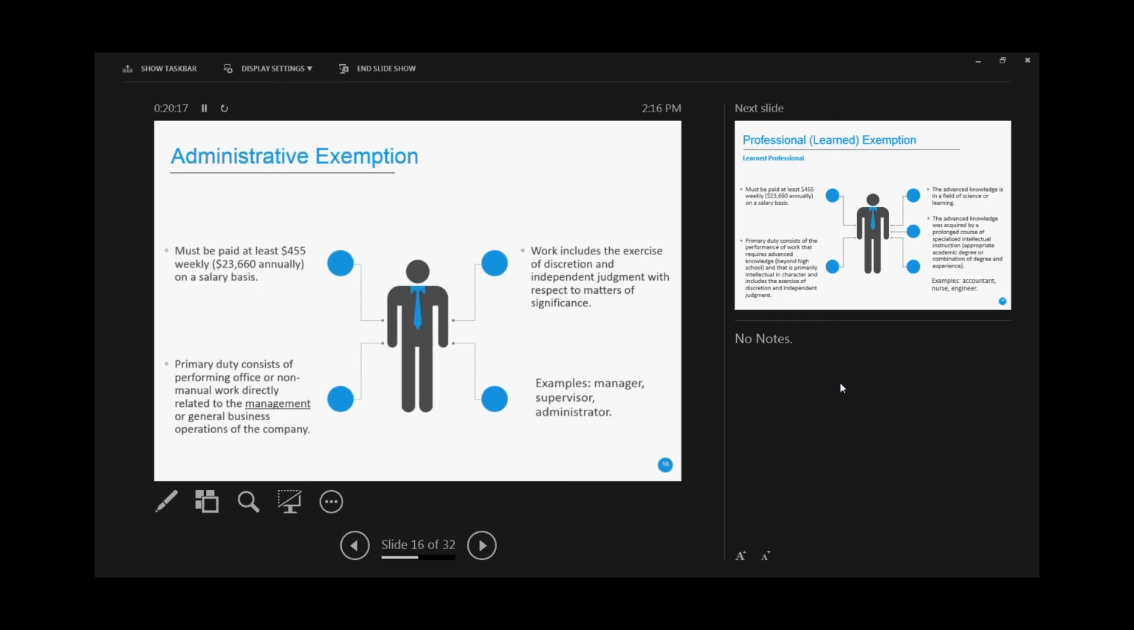For the DOL, management means interviewing, selecting, and training of employees, setting and adjusting their rates of pay and work hours, directing the work of employees, and appraising and disciplining employees, determining the type of material, supplies, machinery, equipment, or tools to be bought, stocked, or sold, controlling the flow and distribution of material or merchandise, and providing for the safety and security of employees, planning and controlling the budget, and monitoring or implementing legal compliance measures. Examples of the administrative exemption would be manager, supervisor, or administrator.